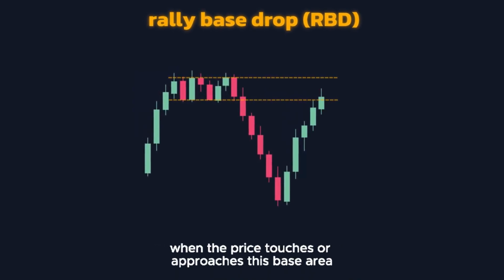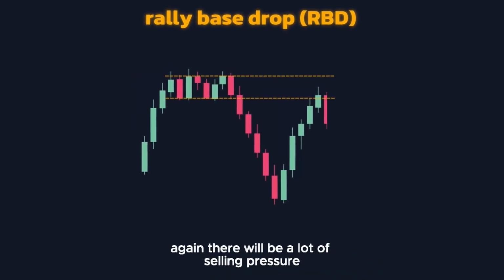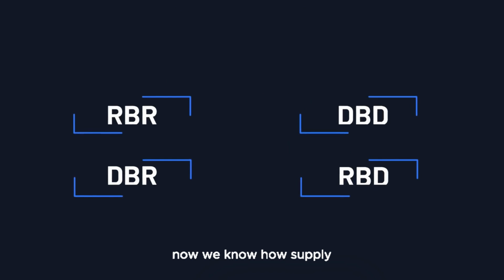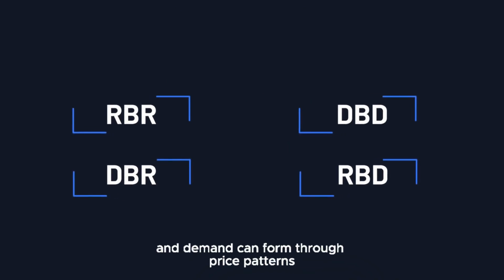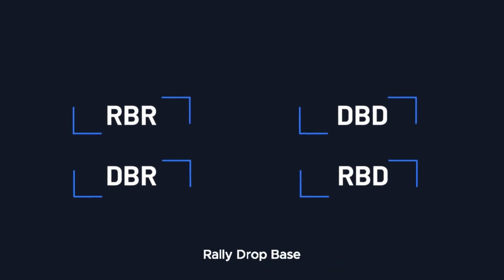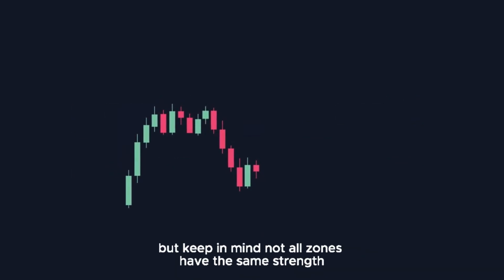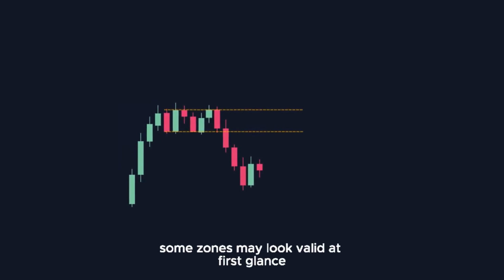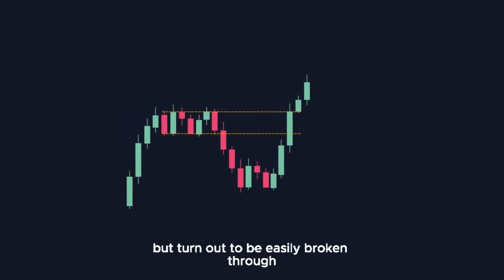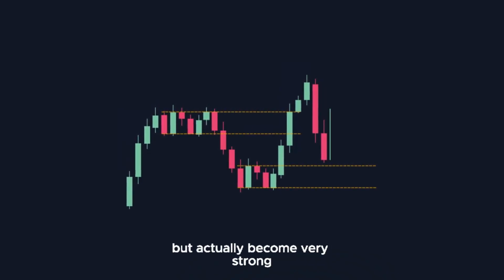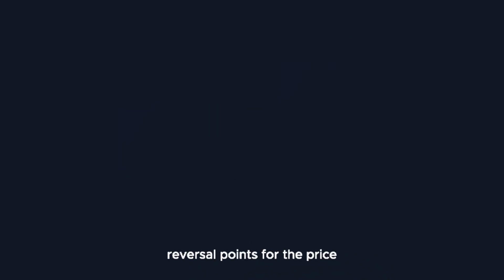When the price touches or approaches this base area again, there will be a lot of selling pressure pushing the price down further. Now we know how supply and demand can form through price patterns like rally-based rally, drop-based rally, drop-based drop, and rally-based drop. But keep in mind, not all zones have the same strength. Some zones may look valid at first glance, but turn out to be easily broken through. And there are even zones that seem ordinary, but actually become very strong reversal points for the price.